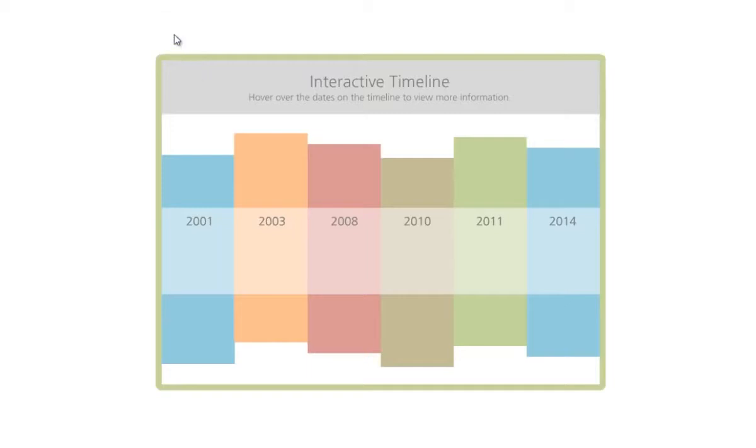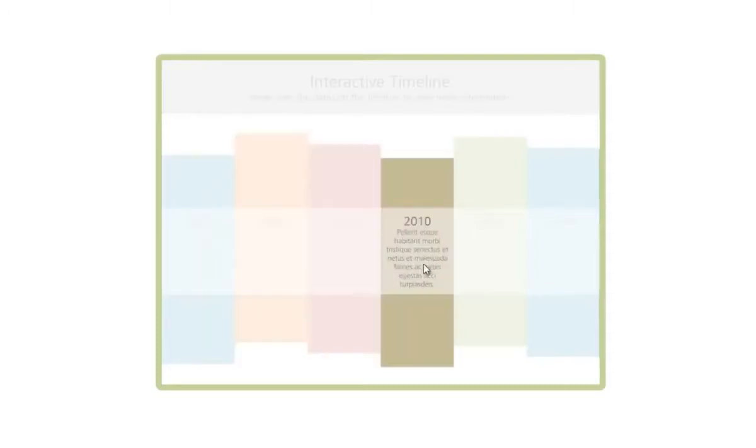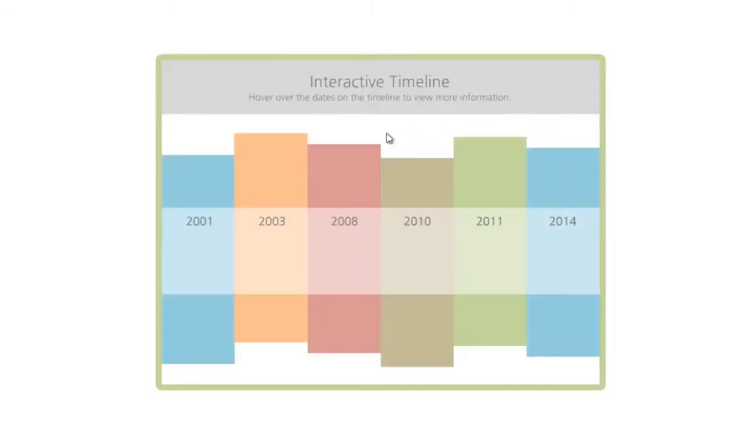I recently shared this interactive timeline that I created using PowerPoint with the Articulate community, and I thought I would record a short screencast to show you all how I pulled it together. As you can see, when I hover over the different areas of the timeline, information and images become visible. This is all made possible using PowerPoint's actions. So let me show you how I did this.